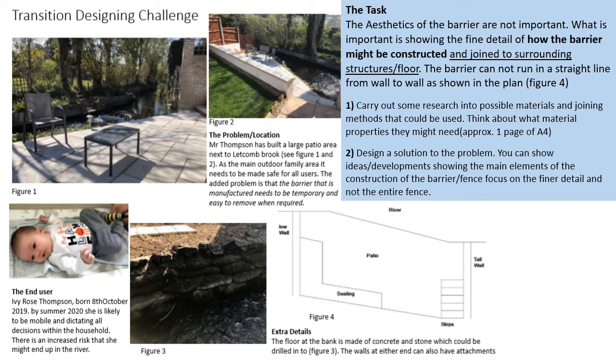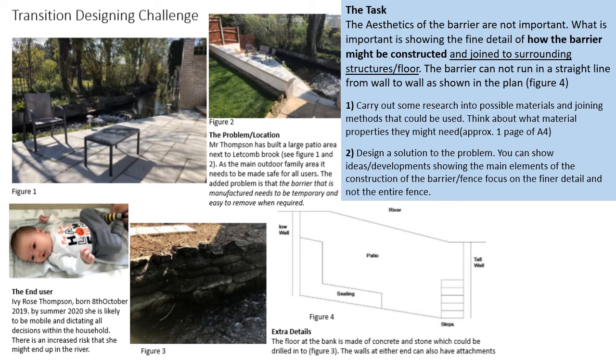So 1, carry out some research into possible materials and joining methods that could be used. Think about what material properties they might need. Approximately 1 page of A4. So it's suggesting here that you have research that fits onto 1 A4 page. And where can you go to find out this information, guys? Your transition work, because you looked at different materials at the very beginning. That was the first part of the booklet challenge, okay? So you can actually use your own research and your own work to help research for this design challenge.